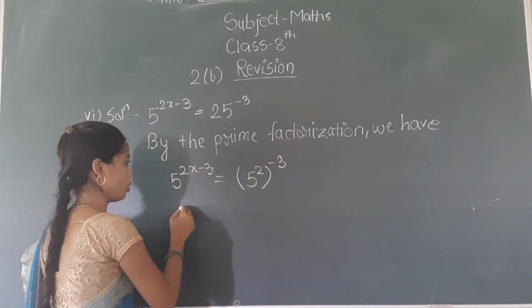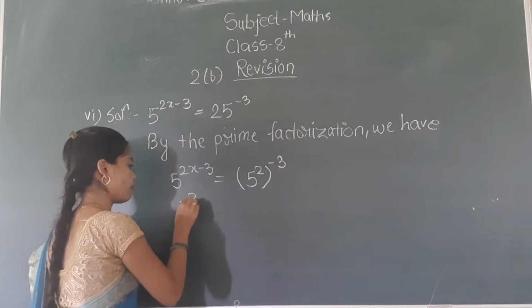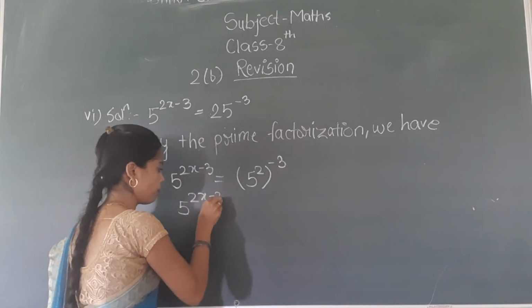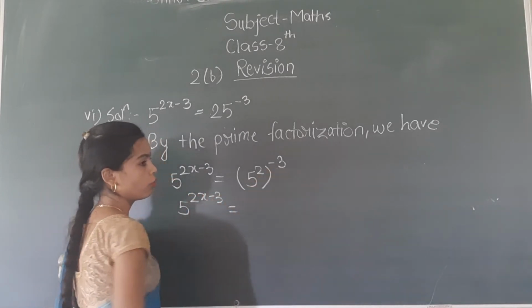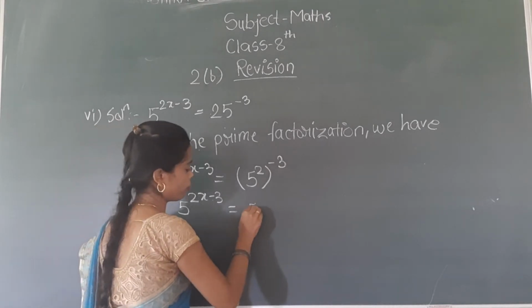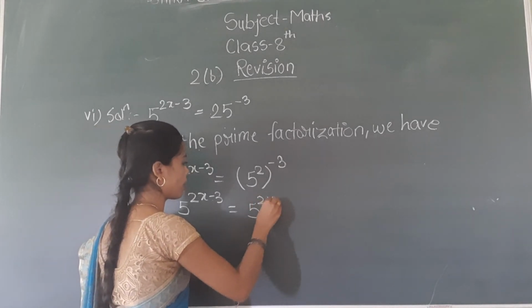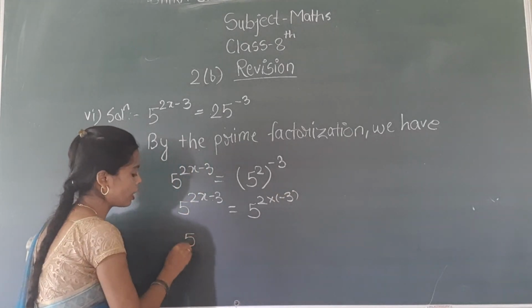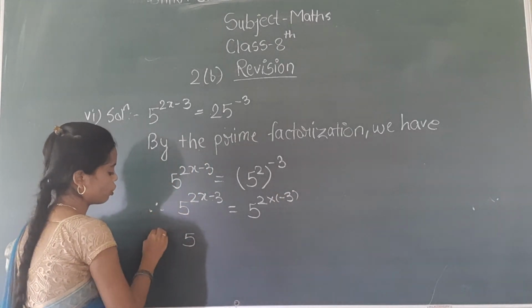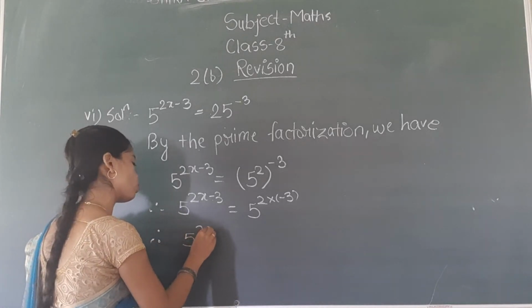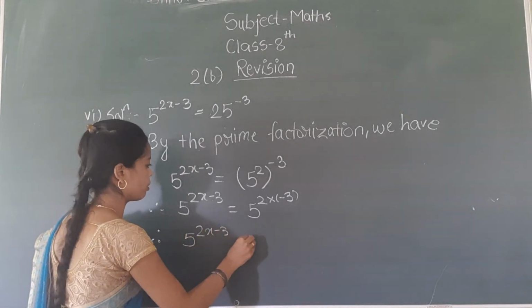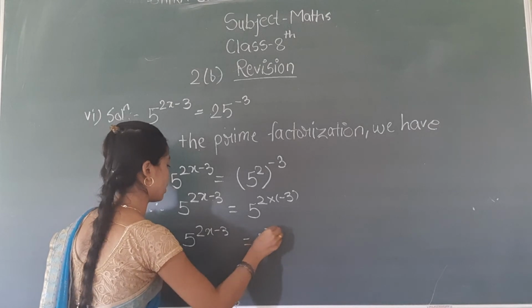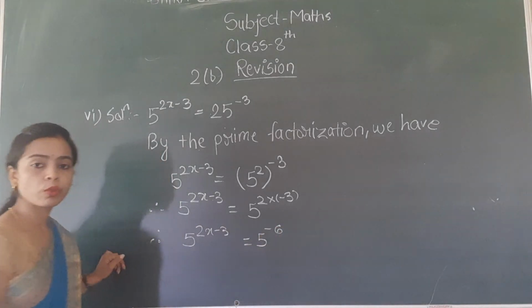Okay, so now write it down as 5 raised to the power 2x minus 3, and when there is a power to power we multiply the power, so it will become 5 multiplied with the minus 3. So it will become 5 raised to the power 2x minus 3, and it will be equal to 5 raised to the power minus 6 here.